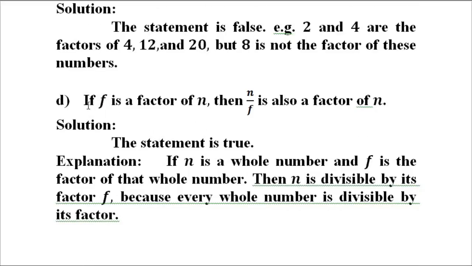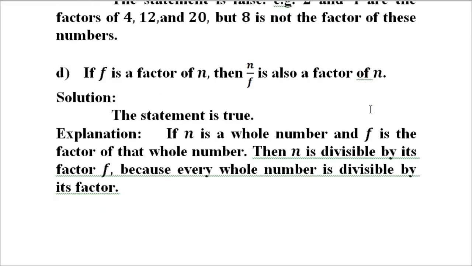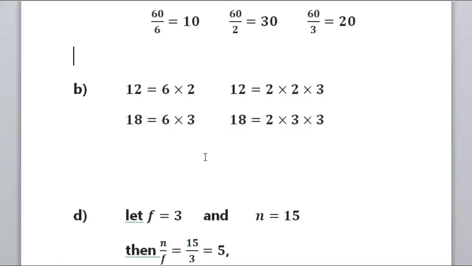Fourth part. If f is a factor of n, then n upon f is also a factor of n. The statement is true. If n is a whole number and f is a factor of that whole number, then n is divisible by its factor f, because every whole number is divisible by its factor.